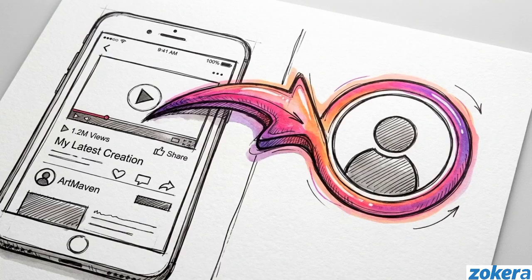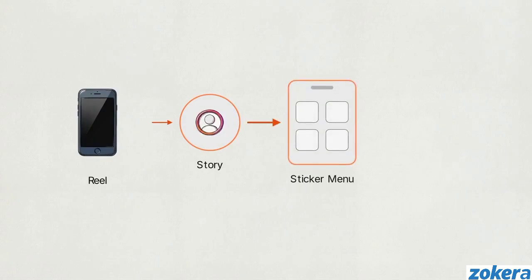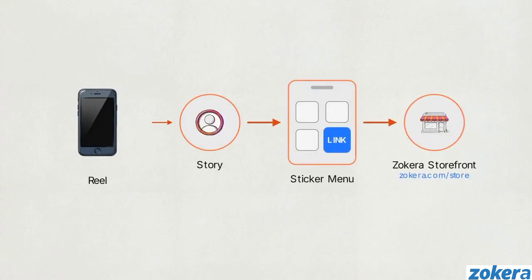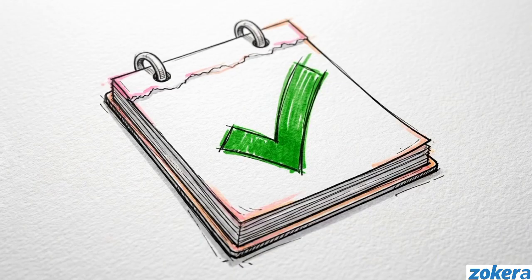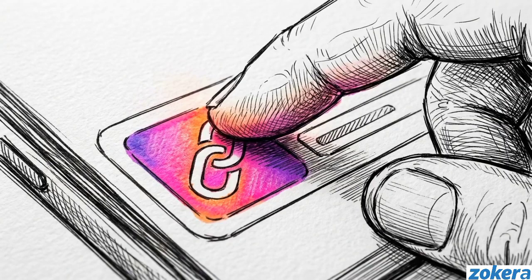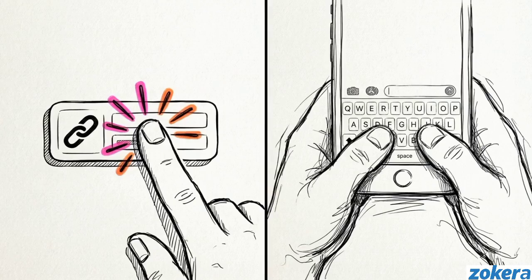Step 5 gives your content a second life. As soon as you publish your reel, share it directly to your stories. This vector sequence maps the exact path. Tap Share to Story, expand the sticker menu, select the link option, and paste your specific Zokera storefront URL. Instagram requires 0 minimum followers to use the link sticker. You can execute this method on day 1 of a new account. Stories provide an immediate clickable surface for the segment of your audience that prefers tapping a link over typing a comment.